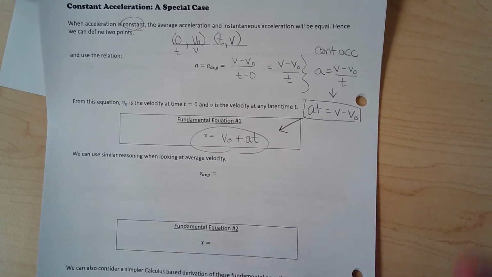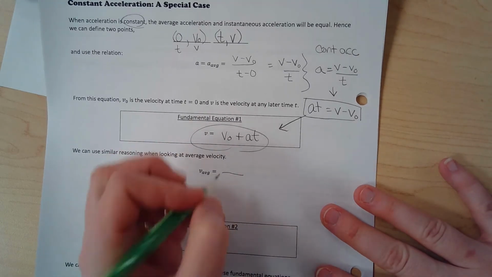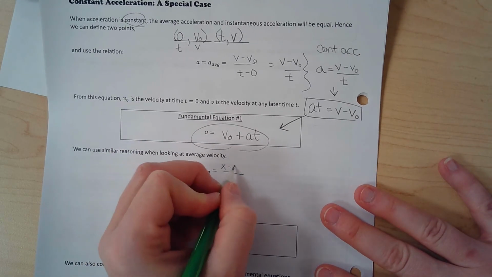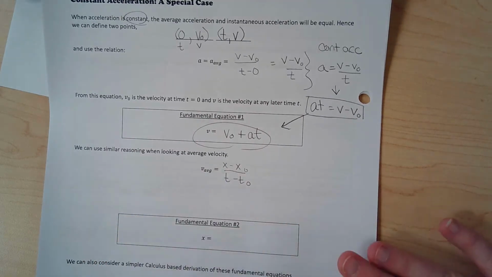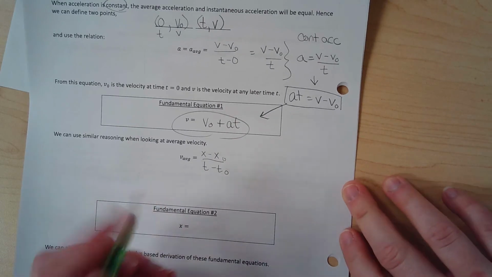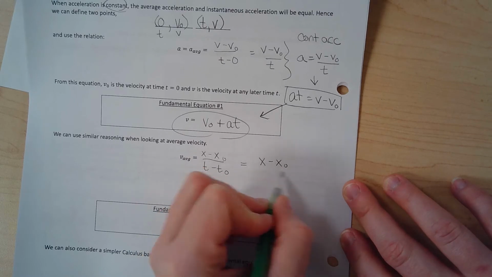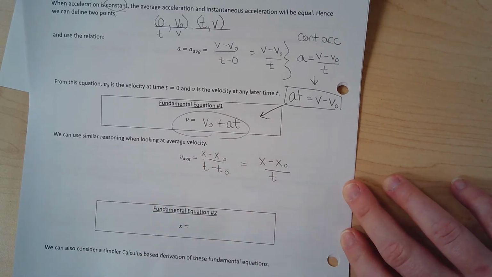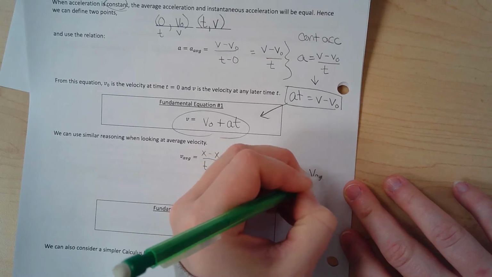We can use similar reasoning when looking at average velocity. So we know that average velocity is x minus xo over t minus to. We will again assume that to is 0, like we're beginning the problem in part. So we can say that average velocity is x minus xo over t because we're assuming to is 0. Let's go ahead and bring that average velocity here.